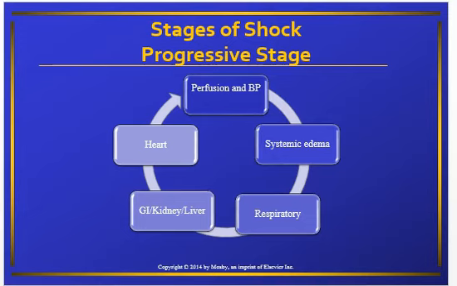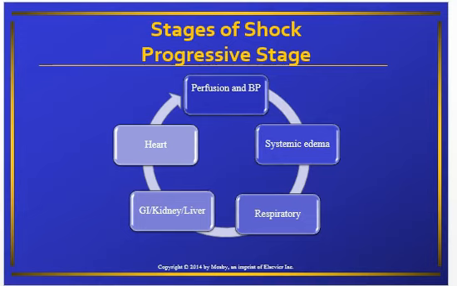Respiratory-wise, the fluid's moving from the pulmonary vasculature to the interstitium into the alveoli, so we have tachypnea, crackles, and even pulmonary edema. Bronchoconstriction, increased work of breathing. As the cardiac output begins to keep falling, you have hypotension, weak peripheral pulses, and ischemia in distal extremities.